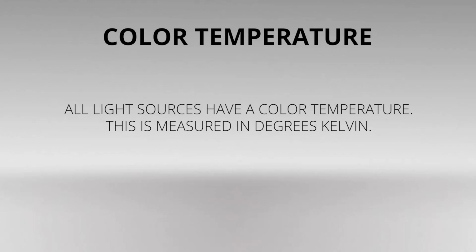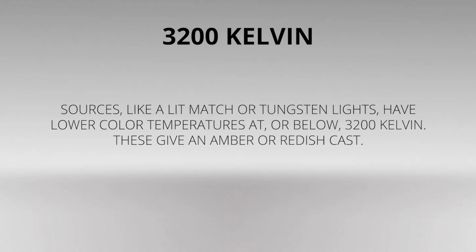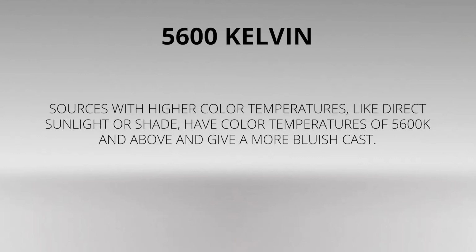All light sources have a color temperature. This is measured in degrees Kelvin. It's a bit confusing, but this has nothing to do with how hot a light source is to the touch. Instead, light sources with different color temperatures produce a wide range of color casts that you must counteract with your camera's white balance. Sources like a lit match or tungsten lights have lower color temperatures at or below 3200 degrees Kelvin. These give an amber or reddish cast. Sources with higher color temperatures, like direct sunlight or shade, have color temperatures of 5600 degrees Kelvin and above, and give off a more bluish cast.